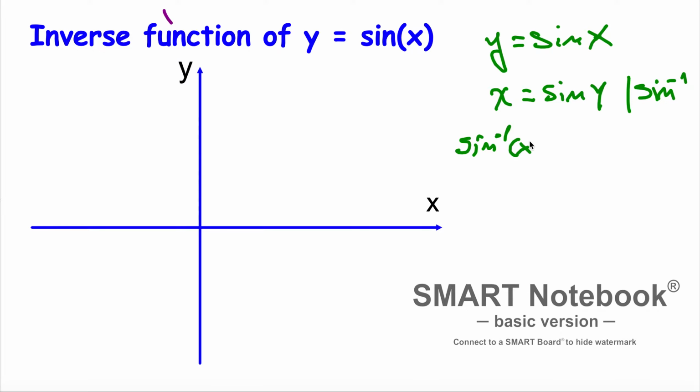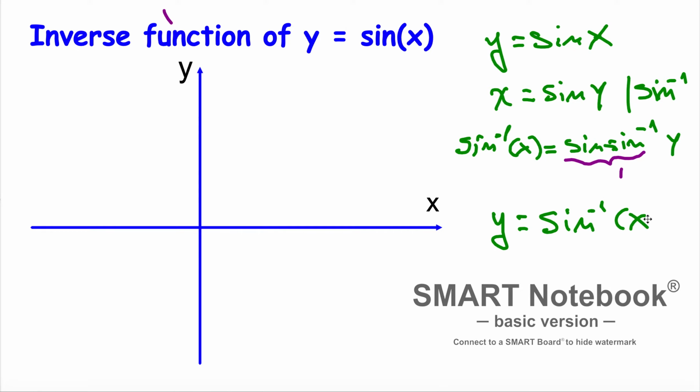Inverse sine of x is equal to the inverse of sine times sine of y. But the sine times sine minus 1, so just this product, is going to be 1. And 1 times y is equal to y. So now y is going to be sine minus 1 of x.